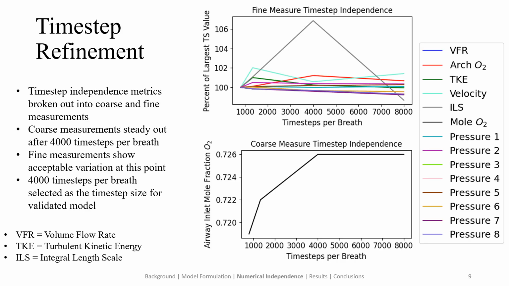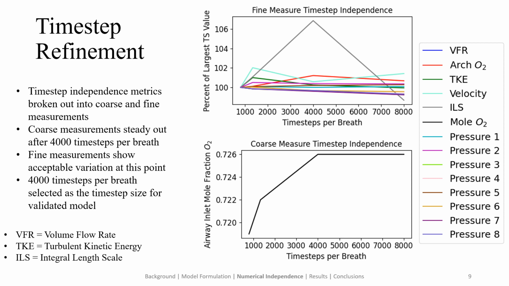During the refinement studies, data is normalized by the mesh or time step 1 value. For the time step study, this means that all data is divided by the initial lowest time step's data. They are then plotted by percent of largest time step value or percent of smallest mesh refinement value. They are also broken down into fine and coarse metrics, as can be seen by the plots on the right.